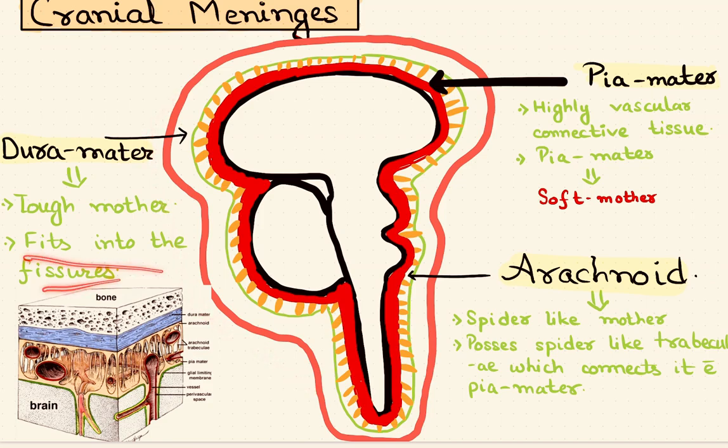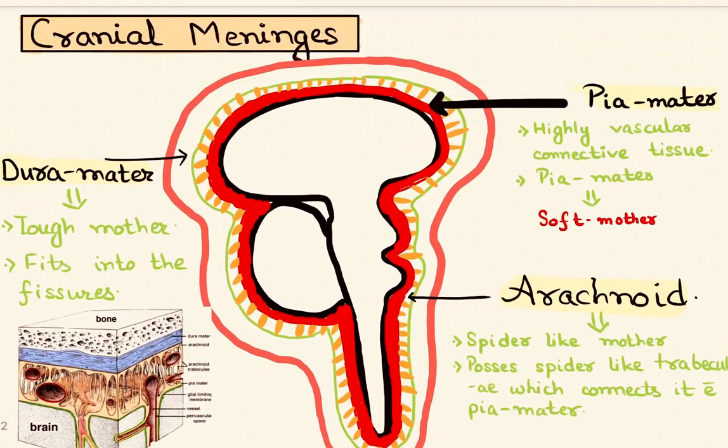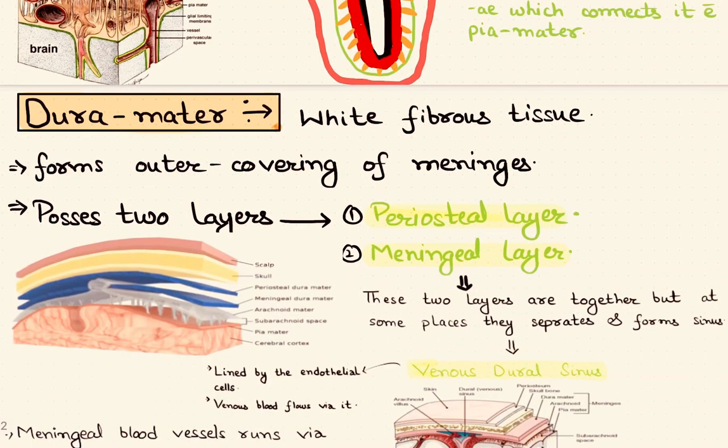It fits into certain fissures. What are these fissures? Fissures are the depressions between the surfaces of the brain. If we have a shallow fissure, it is known as sulcus. Like we have certain sulci. If this sulcus deepens, it becomes a fissure.